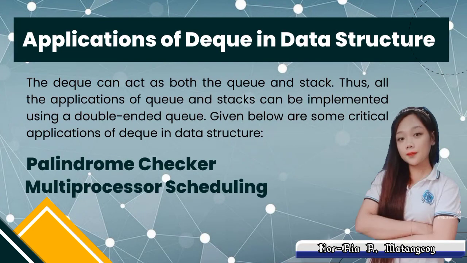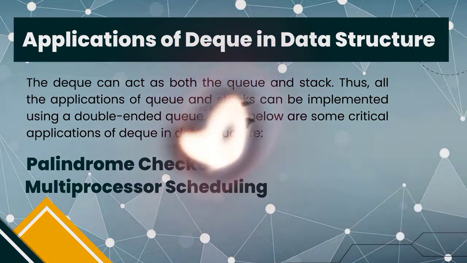Applications of Deque in data structure. The Deque can act as both the queue and stack. Thus, all the applications of queue and stack can be implemented using a double-ended queue. Given below are some critical applications of Deque in data structure: palindrome checker and multiprocessor scheduling.